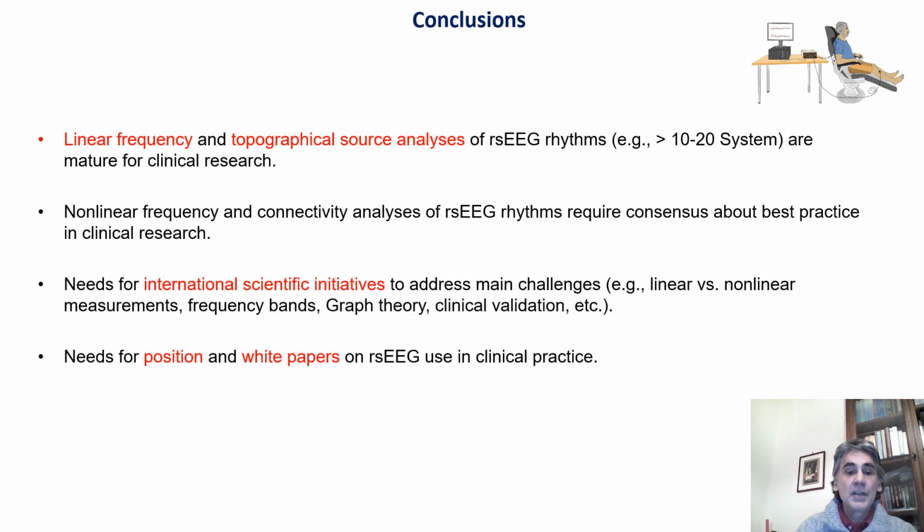So the workgroup encourages further discussion about these procedures and writing new position and white papers on the use of resting state EEG rhythms in clinical research and also in clinical practice.